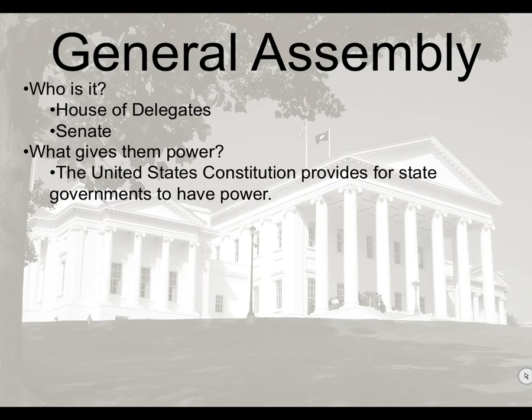So the United States Constitution actually provides for every state government, not just Virginia, to have power. This is done in the 10th Amendment. The 10th Amendment basically states that powers not specifically given to the national government are reserved or set aside for the states. So anytime that a state has power, those are called reserved powers, mainly because the national government set them aside for the state.